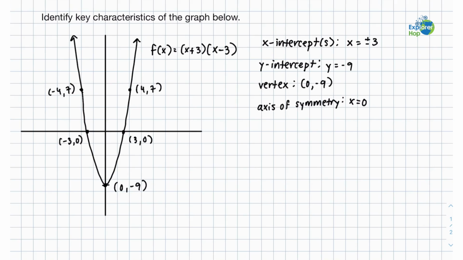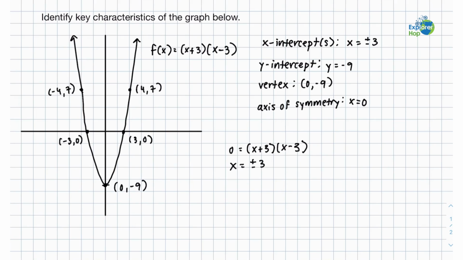However, if the points were not labeled, the way we would find the x-intercepts would be to set this entire equation, this one right here, to 0. So that would give us 0 is equal to (x plus 3) times (x minus 3), because when a graph is intercepting the x-axis, y is equal to 0, and so we would see that x equals plus or minus 3.